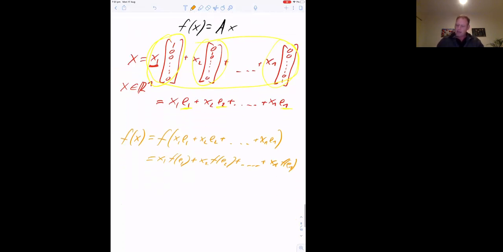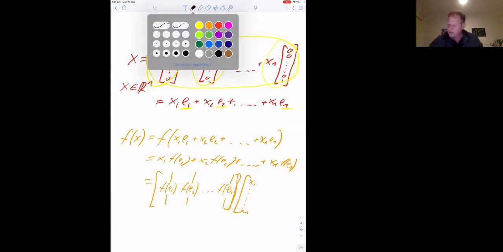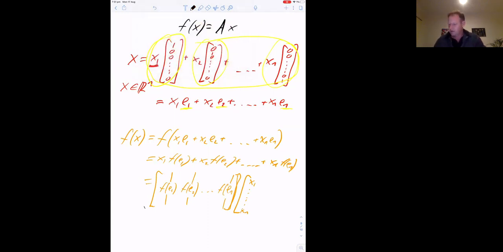And this is nothing but a matrix where the first column is f of E1, the second column is f of E2, and the nth column is f of En, and we're multiplying it by x1 through xn. And there we have it, on 1% of the iPad and 0 time left in class. This M by N matrix A is the matrix of the linear transformation.